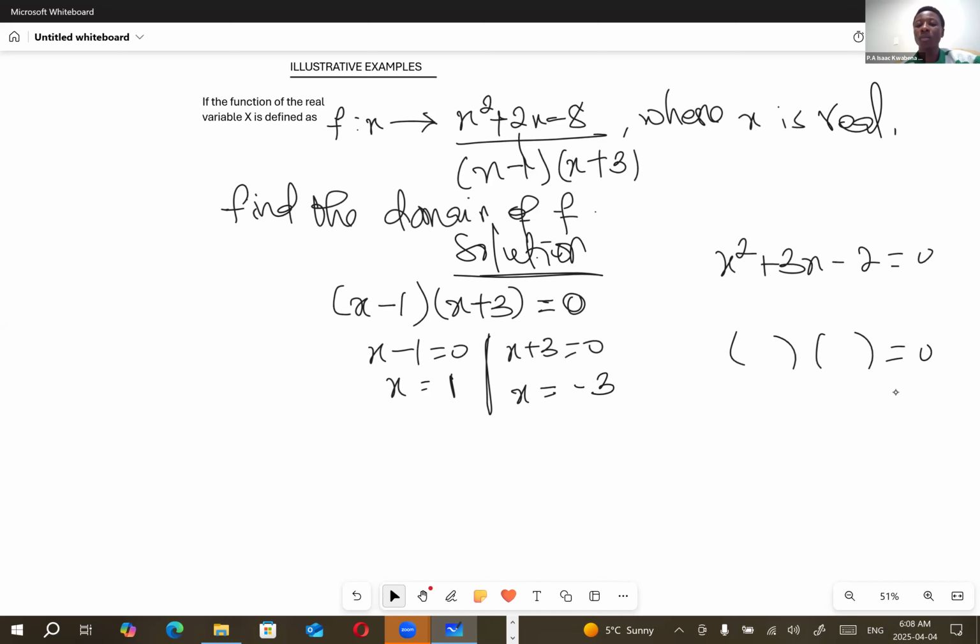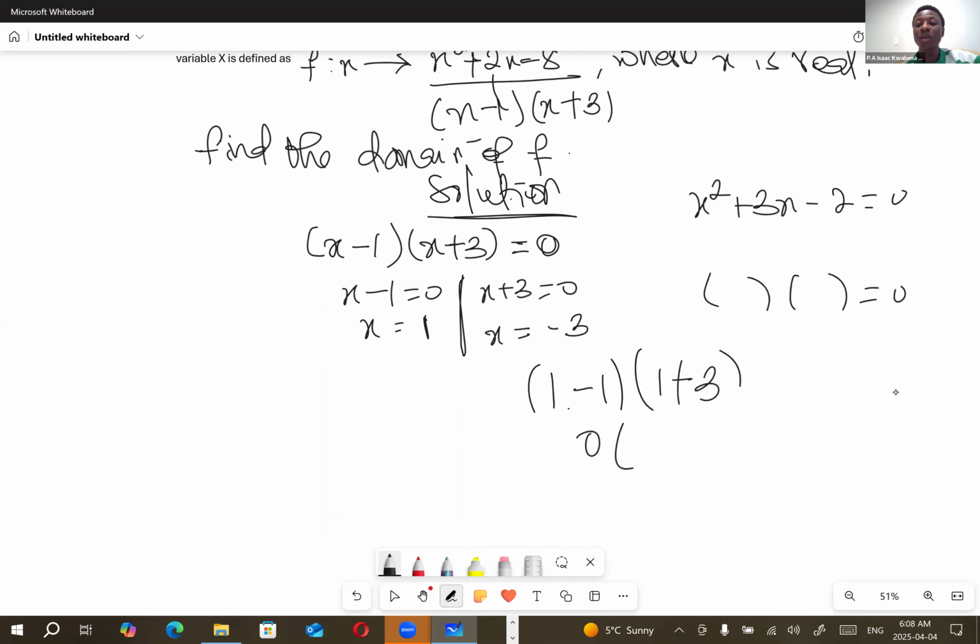Okay. Wherever you see x, you put 1 there. Over here, you have 1 minus 1, and then 1 plus 3, right? 1 minus 1 is 0. So it will be 0 times what? 1 plus 3 is 4. 0 times 4 is 0.